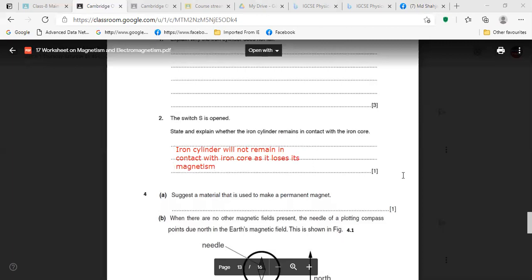Yes, sir. So that's all for today. You have one homework, that is question number 4 to solve, right? And you have one task, that is you have to send me the notes in PDF format, right? Notes on topic 17. That's all for today.